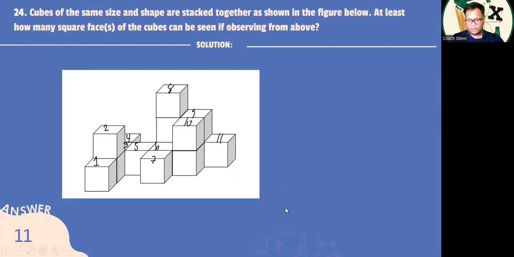Again, in this part, we have 1, 2, 3. This one here, it's a little bit covered. And then 4, this one here. 5, 6, 7, 8, 9, 10, 11.